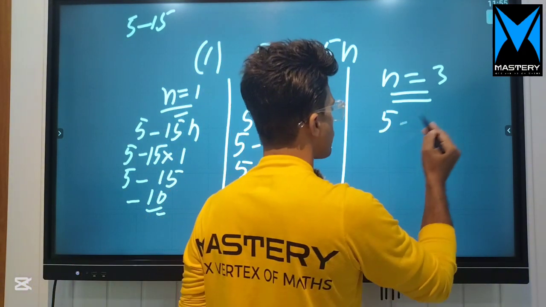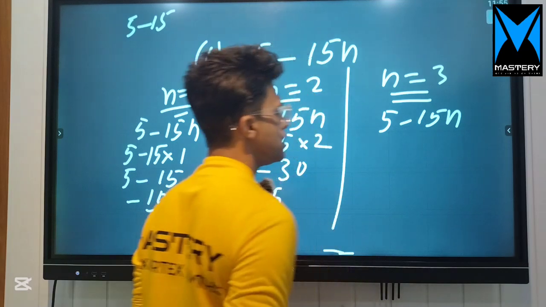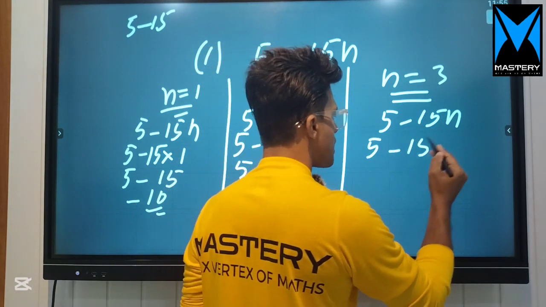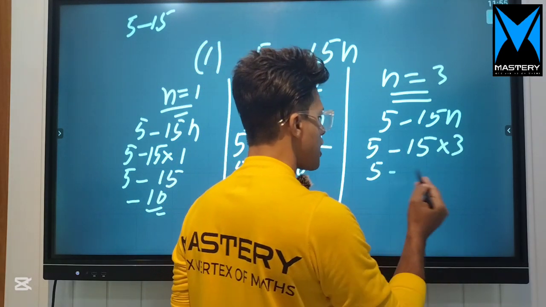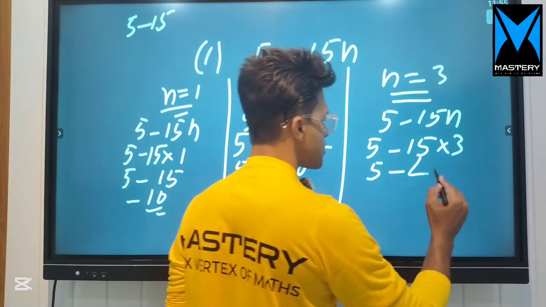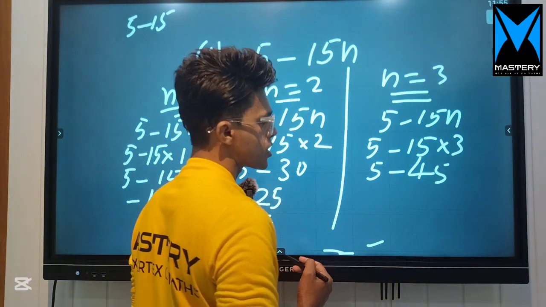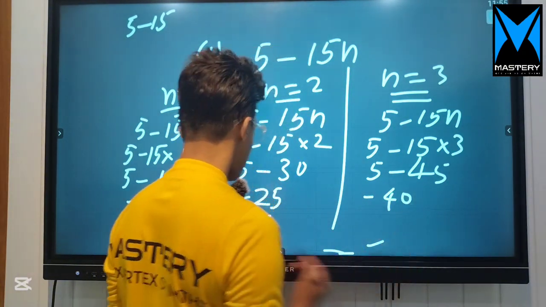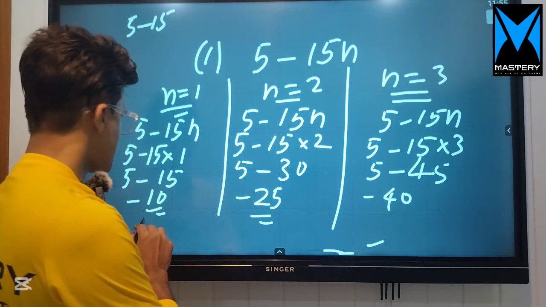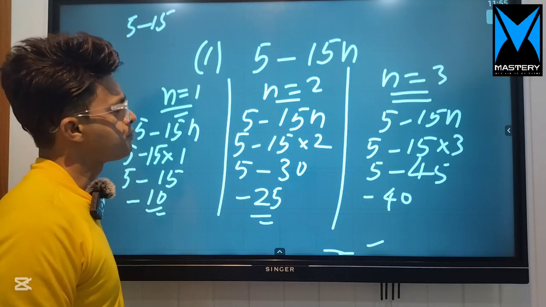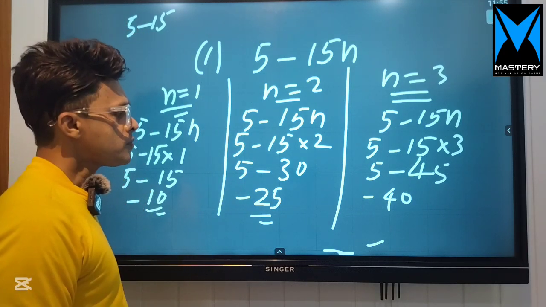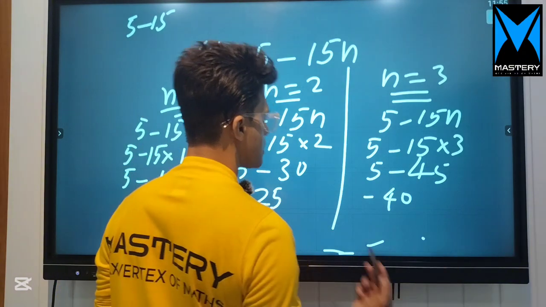Here we are able to get the third term by substituting n equals 3. So 5 minus 15 times 3. 15 times 3 is 45. So 5 minus 45 is minus 40. These are the terms: the first term minus 10, then minus 25, then minus 40. Okay. The second question is here.